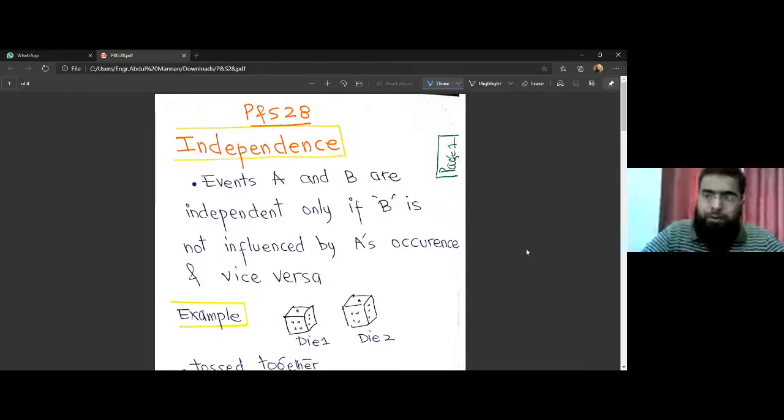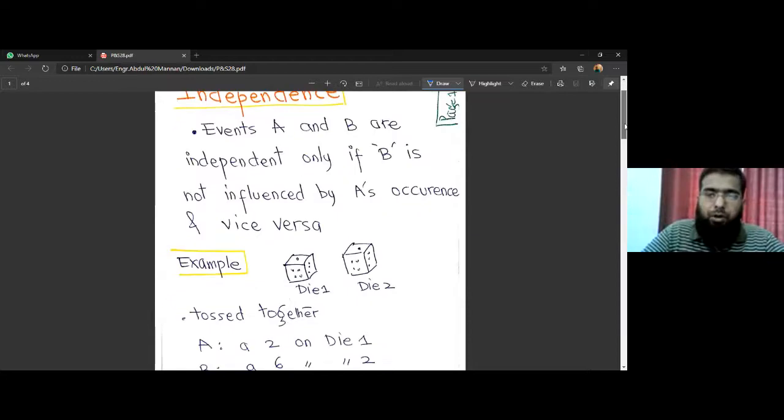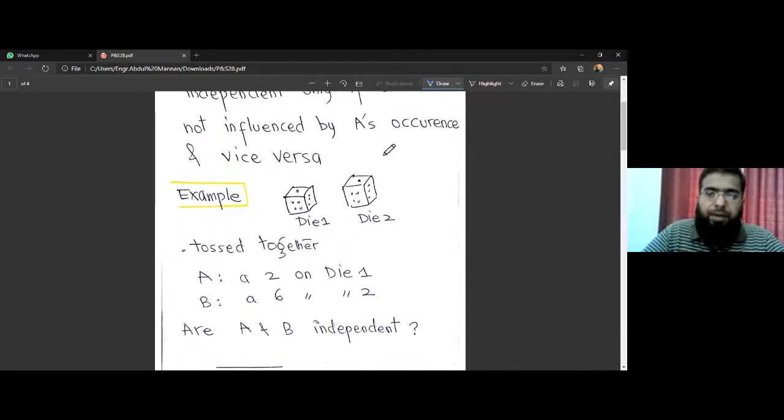A very simple example of two independent events is if we roll two dice, die 1 and die 2, tossed together. What is the probability that we get a 2 on die 1? This is defined as event A, whereas event B is a 6 on die 2. The probability of a 2 on die 1 is 1 over 6, and the probability of a 6 on die 2 is also 1 over 6.